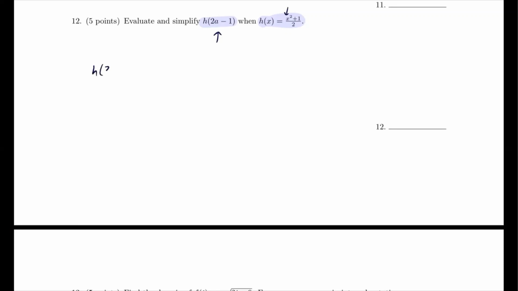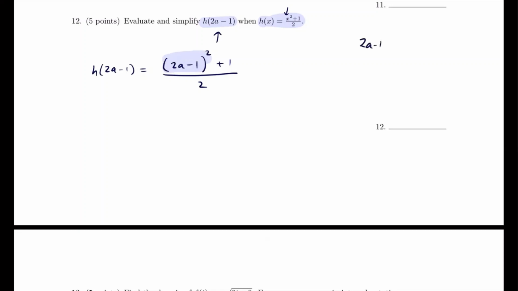So h of 2a minus 1, it's going to be x squared, so x is replaced with 2a minus 1. And we're going to add 1, all divided by 2. So that's how you set it up. Now let me just rewrite this. We don't have too much space. Well, now what this means is that you're going to expand that.